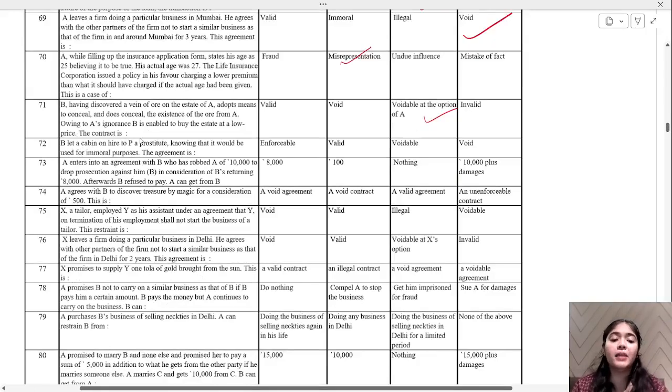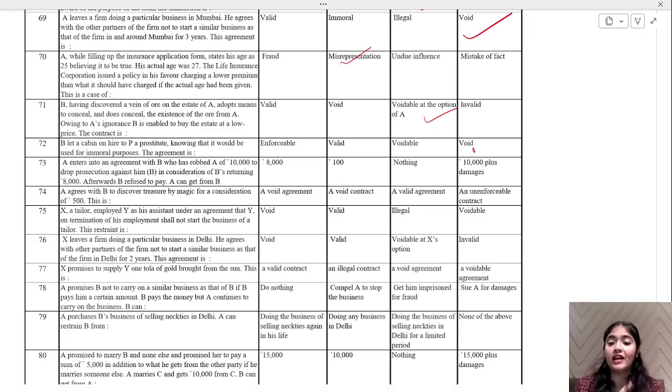B lets a cabin on hire to P, a prostitute, knowing that it would be used for immoral purposes. The agreement is enforceable, valid, voidable, or void? That is a void agreement. Okay.